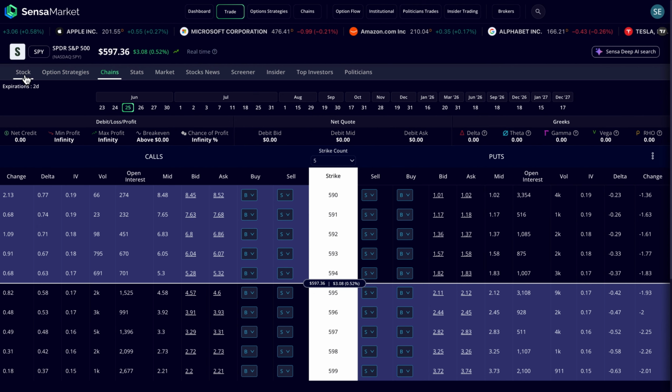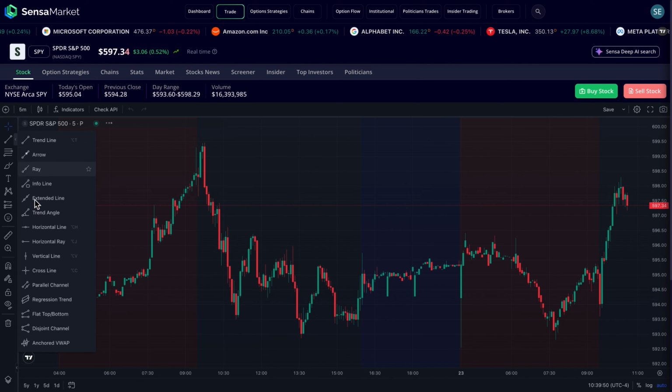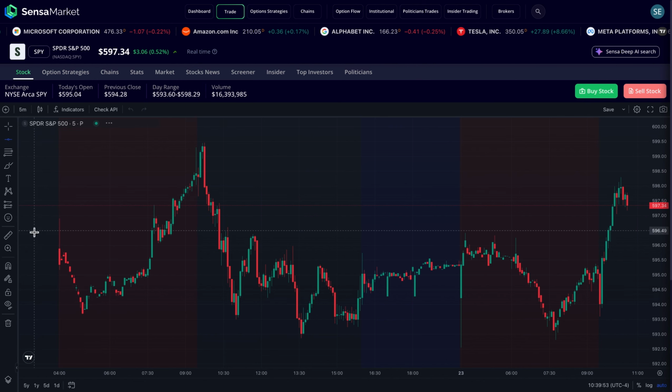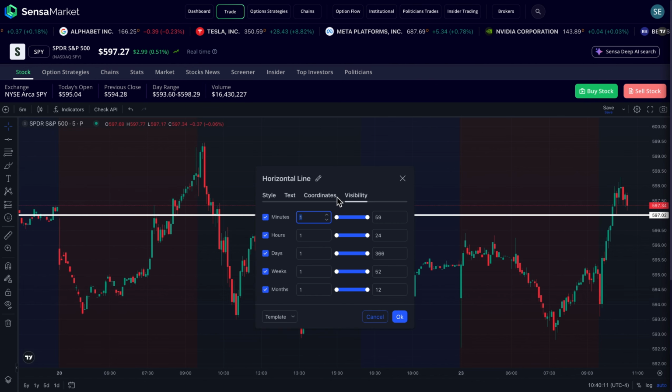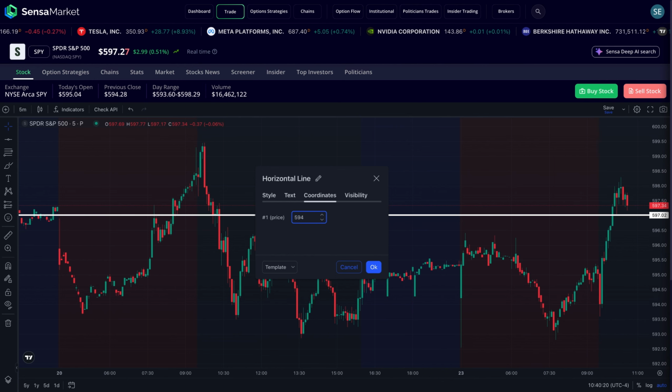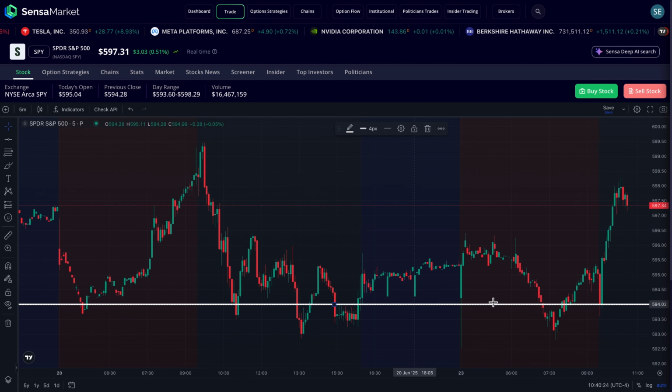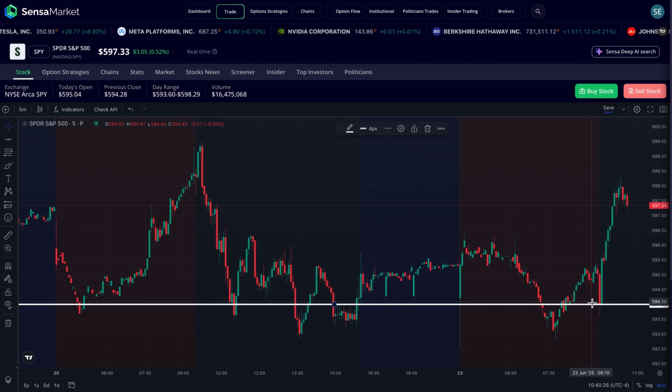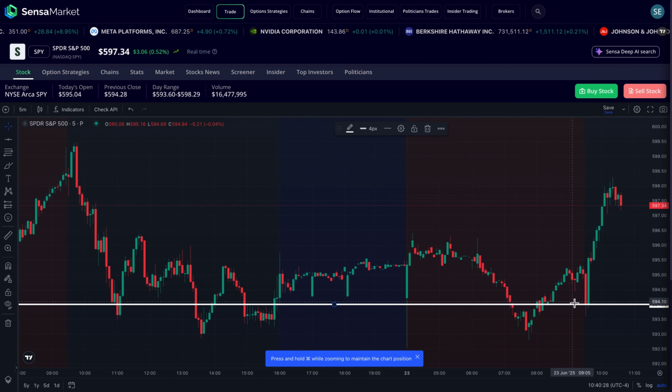Here's a cool trick. I can mark that $594.28 level on the chart with a horizontal line. Double-click coordinates $594.28. So what I've just done now is I've put a horizontal line here exactly where that expiration date needs to be. That helps me visually track where the stock needs to go for the trade to be profitable. It's a simple, effective way to combine chart analysis with options data.